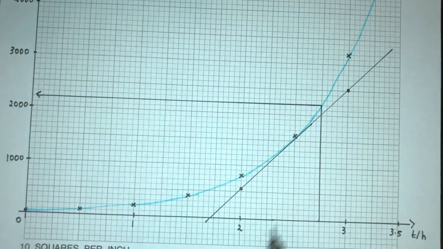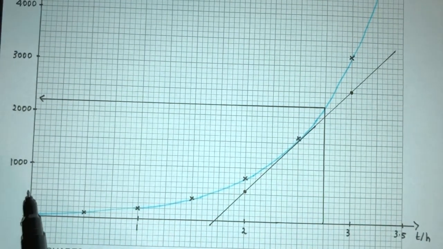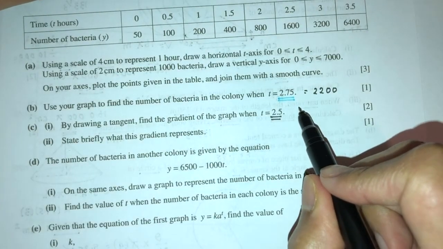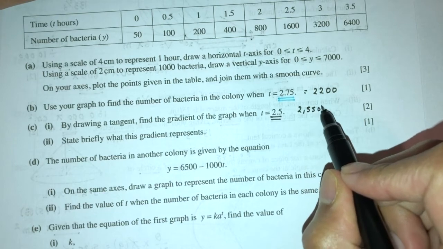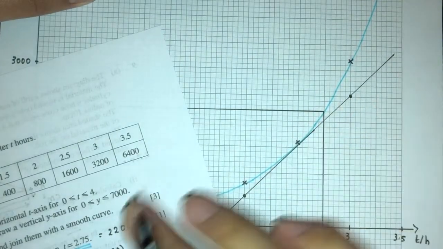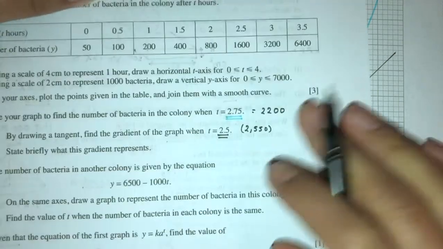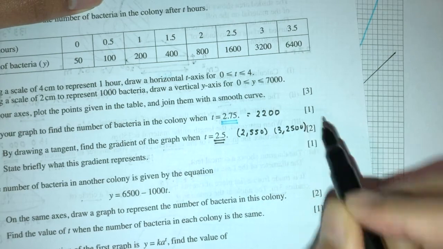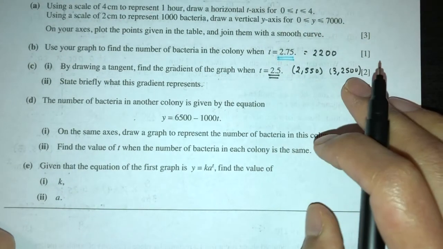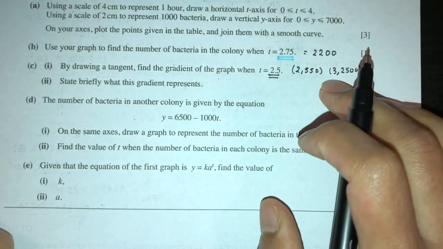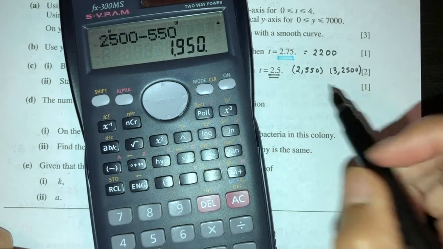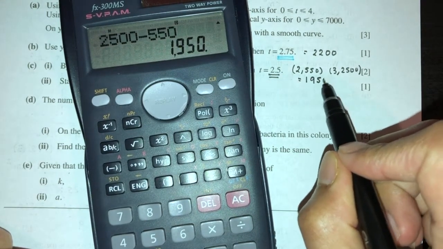So the first point is 2, and then that will be 550. So we have 2, 550, and this one will be 3 and 2500, not 250. Okay, so now we can find the gradient by using your formula, which is y2 minus y1 divided by x2 minus x1. Minus 550 divided by 1. That should be your answer, 1950.